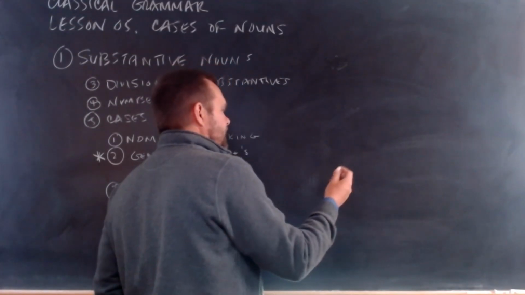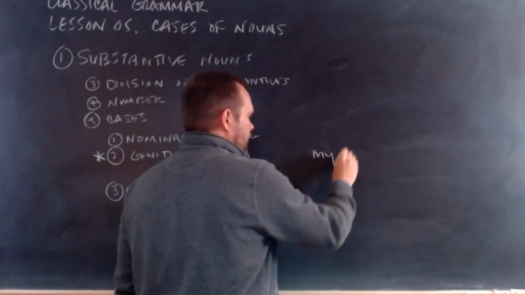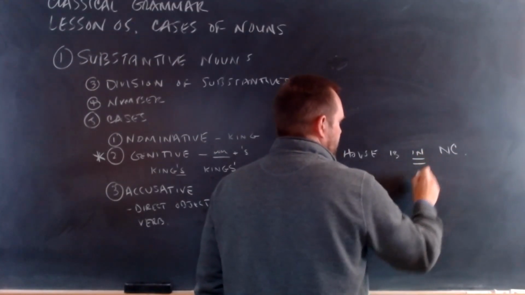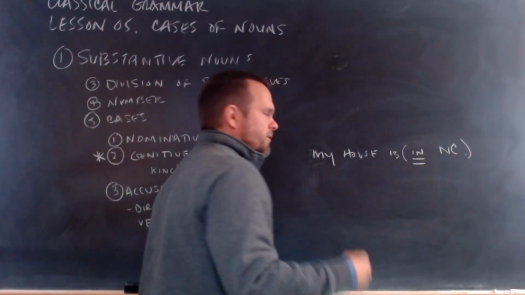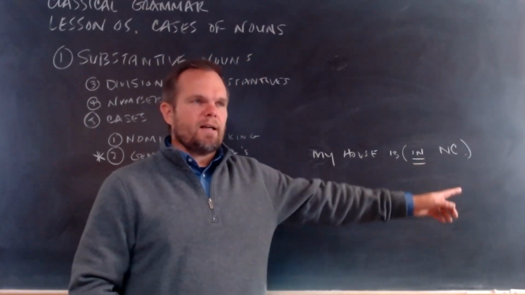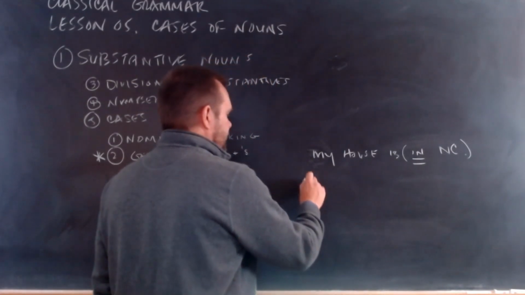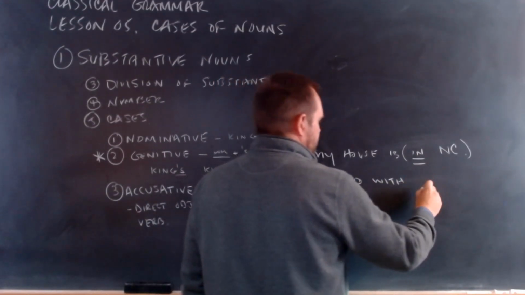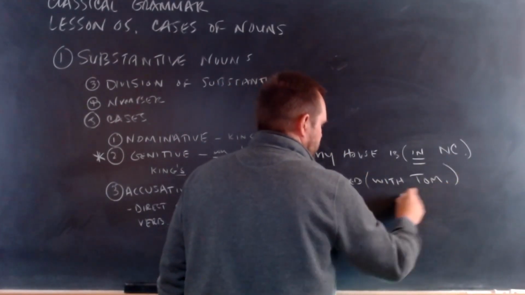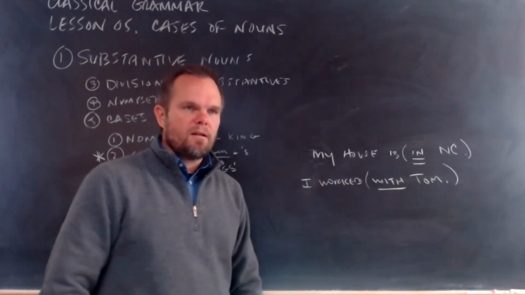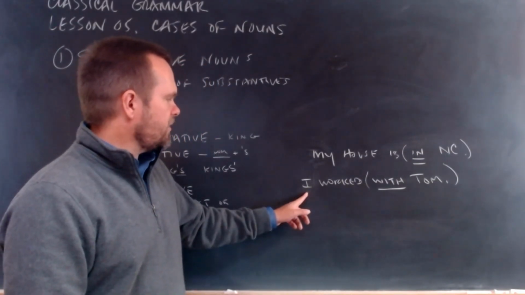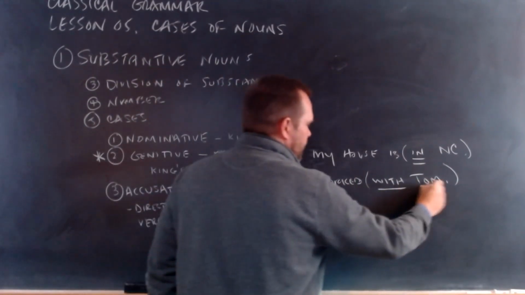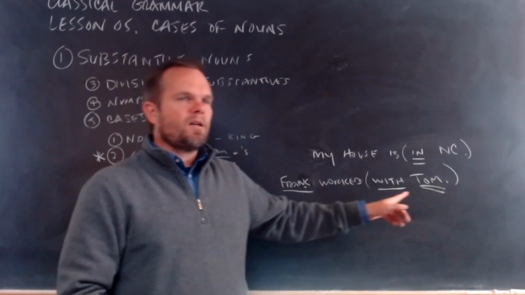So I would say, my house is in North Carolina. In is a preposition, and in order to express the idea of location, I use a preposition and a noun. Right? If I said, I worked with Tom, I use a preposition to express that idea, with Tom, right? Or let me just make it clearer. Frank worked with Tom, we have two nouns. To express the relationship between those two nouns, we use a preposition, with.